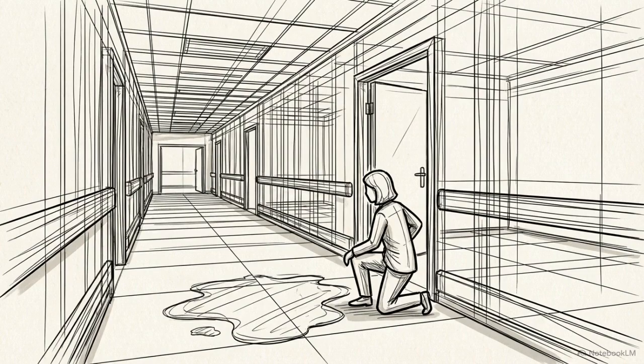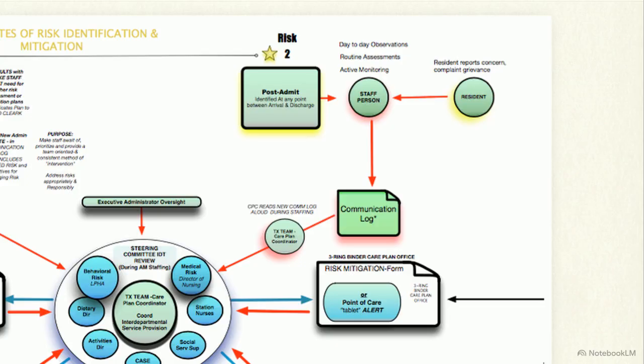the system. A facility must also account for unpredictable post-admission hazards, categorized here as Risk 2. Risk 2 accounts for decentralized discovery. These are routine assessments, direct resident complaints, and day-to-day observations that happen anywhere in the facility at any time.